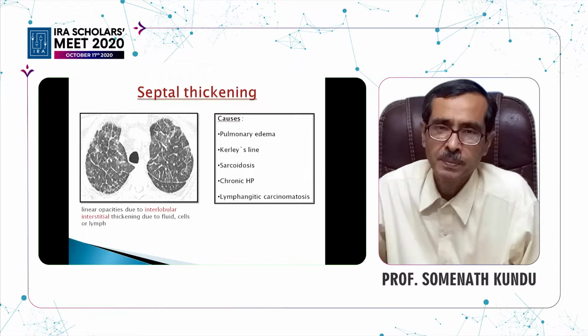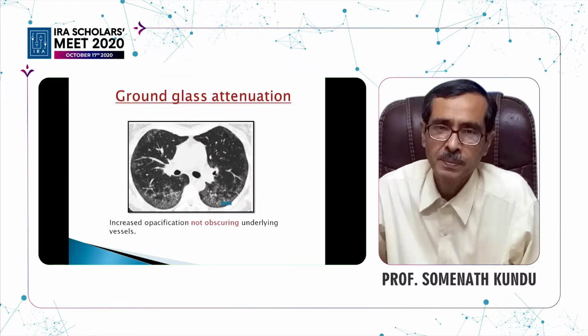The underlying blood vessels can be seen. So you find over there that it is increased opacification with the white dots representing the blood vessels. So ground glass attenuation means increased opacification, not obscuring the underlying vessels. Ground glass opacity.